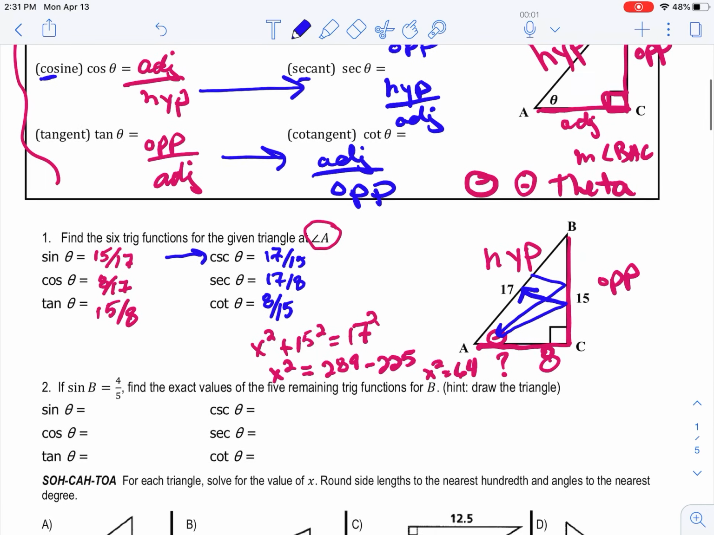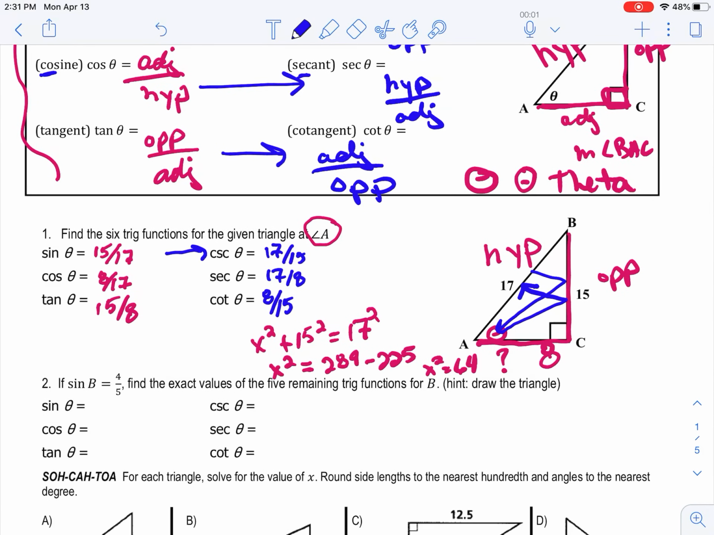Okay. Now this next one, find the remaining 5 trig functions. It says sine of B is 4 over 5, so I can write that one in there. I don't have a triangle, so I'm going to draw my triangle. I usually draw the same one, just keep things always in the same spot. So if I go A is here, B is here, C is here, my theta is up here this time.